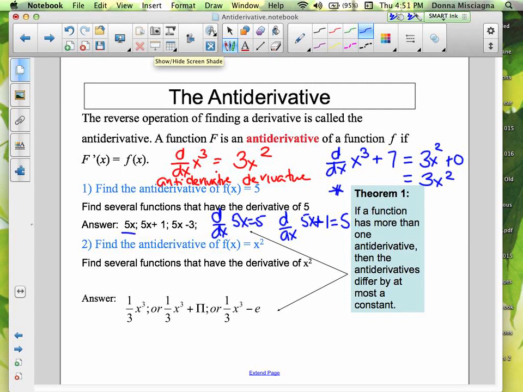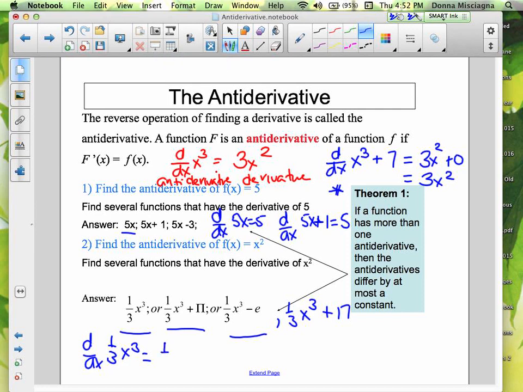Find the antiderivative of x squared. Well, there are several functions that have the derivative of x squared. We have 1/3 x cubed. We have 1/3 x cubed plus pi. We have 1/3 x cubed minus e. We also could have 1/3 x cubed plus, what's your favorite number? 17. Okay.